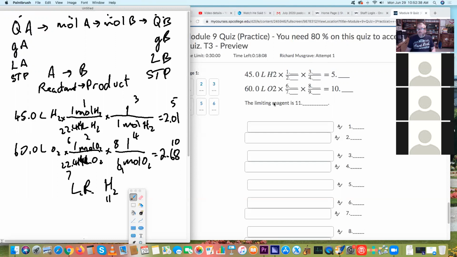That's how I would do it, because I understand it can get confusing if you get mixed up with what number is going with what number.